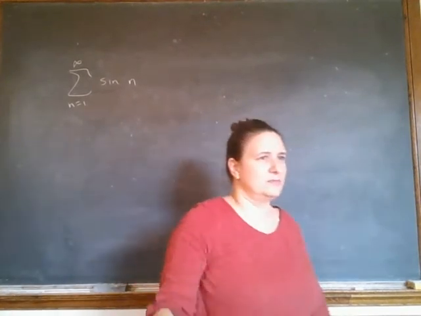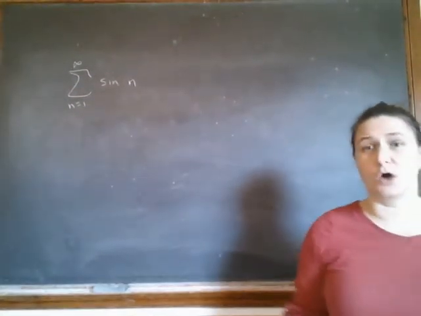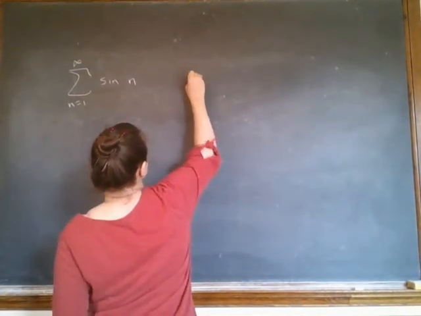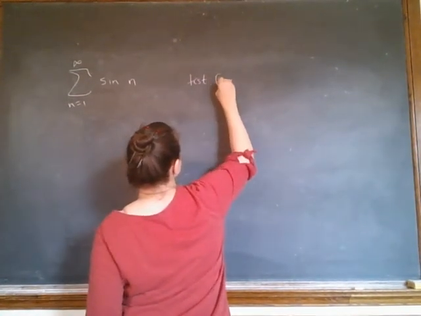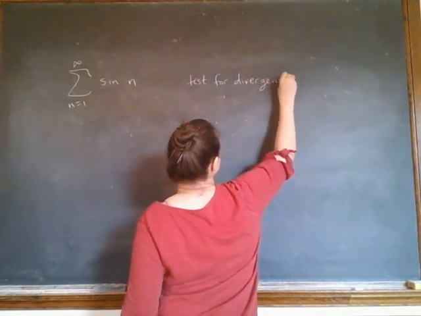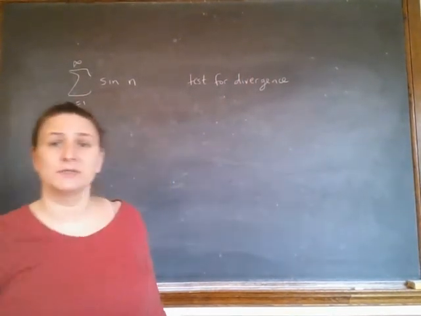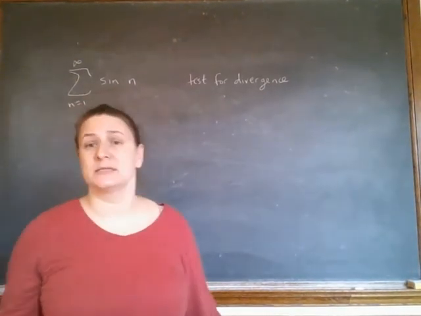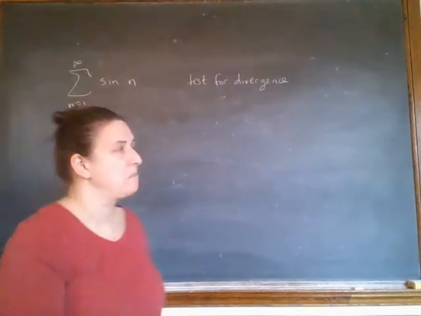Sine 1, sine 2, sine 3, it's crap, right? That is not going anywhere. So this for sure diverges by the test for divergence. If I take the limit of sine n as n goes to infinity, obviously it is not 0 because the limit doesn't exist. Done.